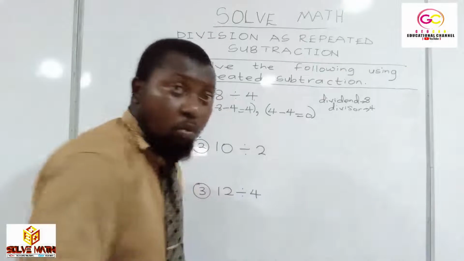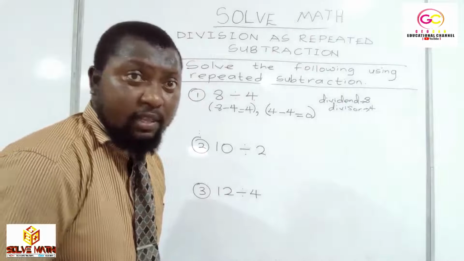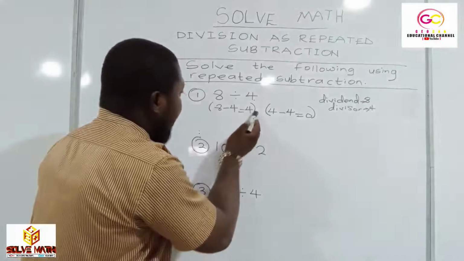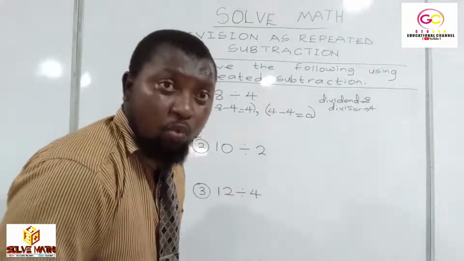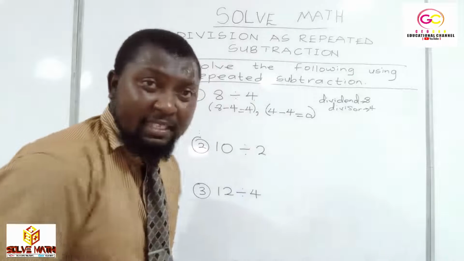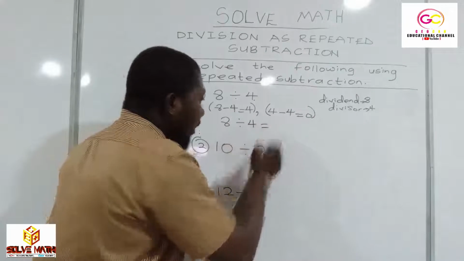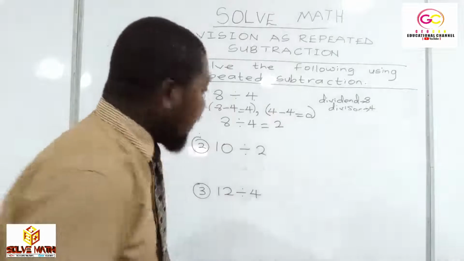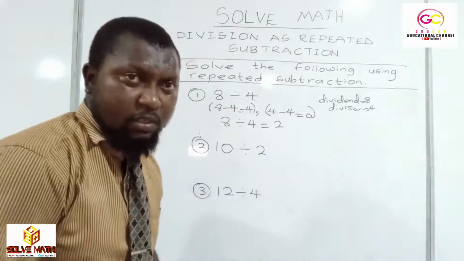That's what the rule is saying. When you get 0, stop. Then count the number of times you did a subtraction. That is all, and that's your answer. So this time, let's count the number of times we did a subtraction. This is our first subtraction done. So 1. And this is our second subtraction done. 2. So we did 2 subtractions to get the 0. So what it simply means here is that 8 divided by 4 is equal to 2. When you share 8 oranges to 4 people, each person gets 2 oranges. That is what it means.